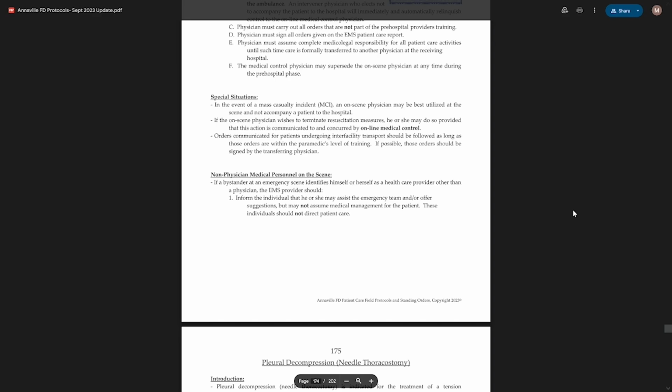For non-physician medical personnel on the scene, if a bystander at an emergency scene identifies himself or herself as a healthcare provider other than a physician, the EMS provider should inform the individual that he or she may assist the emergency team and/or offer suggestions, but may not assume medical management for this patient. These individuals should not be involved with direct patient care.